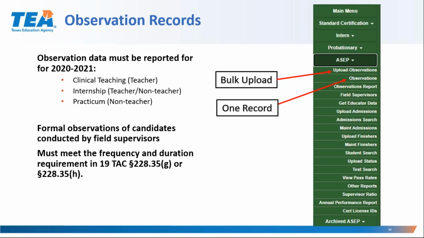We've reviewed admission data and enrollment data and some reminders for reporting each in ECOS. Observation data will also need to be reported for each candidate completing clinical teaching, an internship, or a practicum. Note that effective starting in the 1920 reporting year, observations are reported for non-teacher candidates as well as for teacher candidates. The EPP reports all formal observations conducted by the field supervisor for each candidate, including any formal observations that are in addition to the minimum number of observations that are required in TAC.